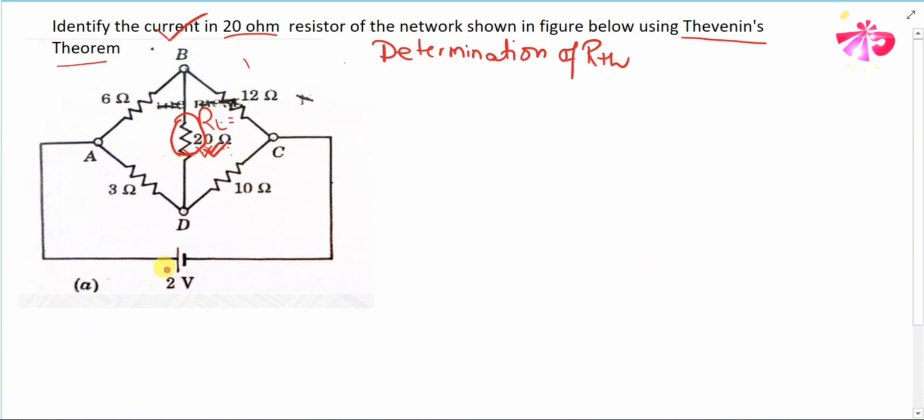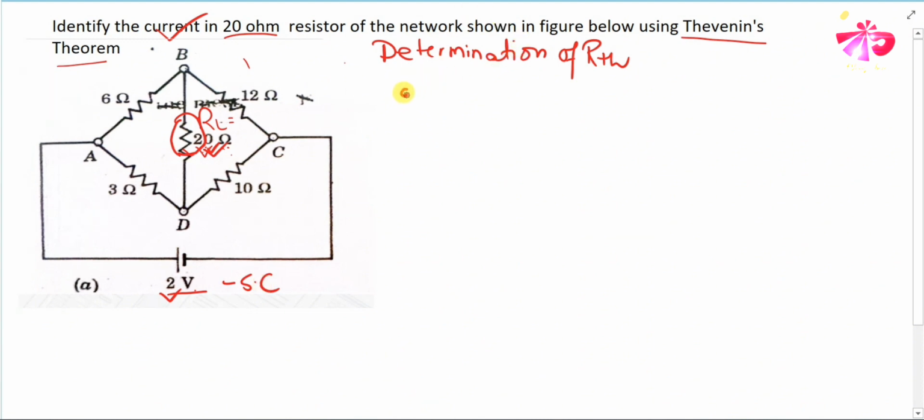The next task is to replace the given sources by their internal resistances. In this case the internal resistance of the 2 volt source is not given, so we'll assume that this 2 volt source is an ideal voltage source, and we'll replace it by a short circuit. Remember that a voltage source is always replaced by a short circuit and a current source is replaced by an open circuit. So let's redraw the circuit.